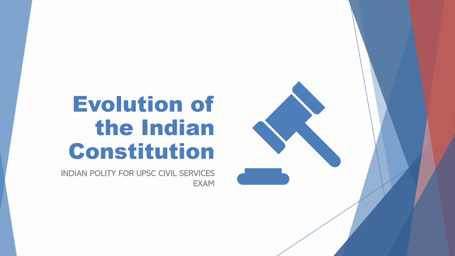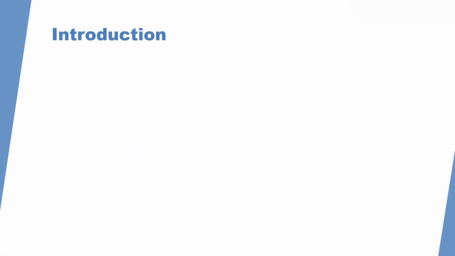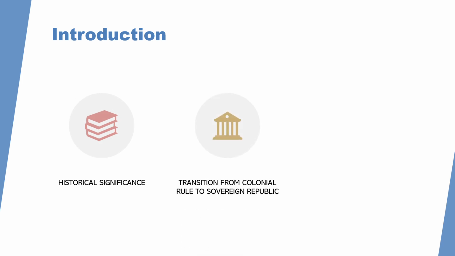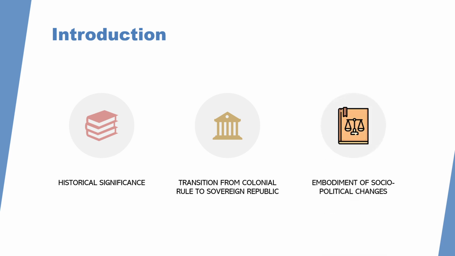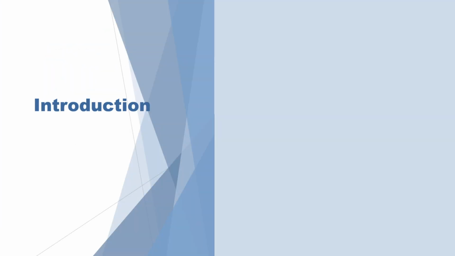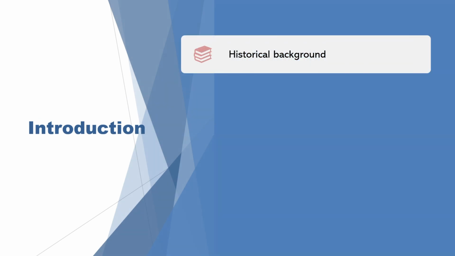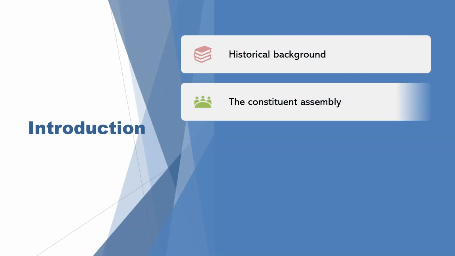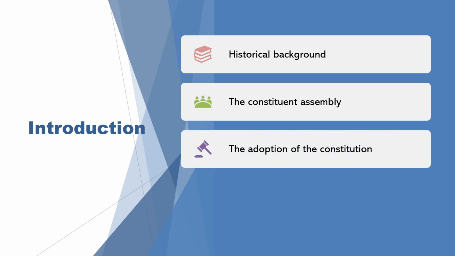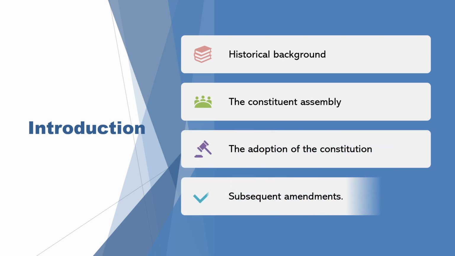The Constitution, the supreme law of India, represents a historical document that embodies the country's transition from colonial rule to a sovereign republic. Its evolution is a testament to the nation's journey through various stages of socio-political changes. This video traces the evolution of the Indian Constitution, focusing on its historical background, the Constituent Assembly, and the adoption of the Constitution and subsequent amendments.